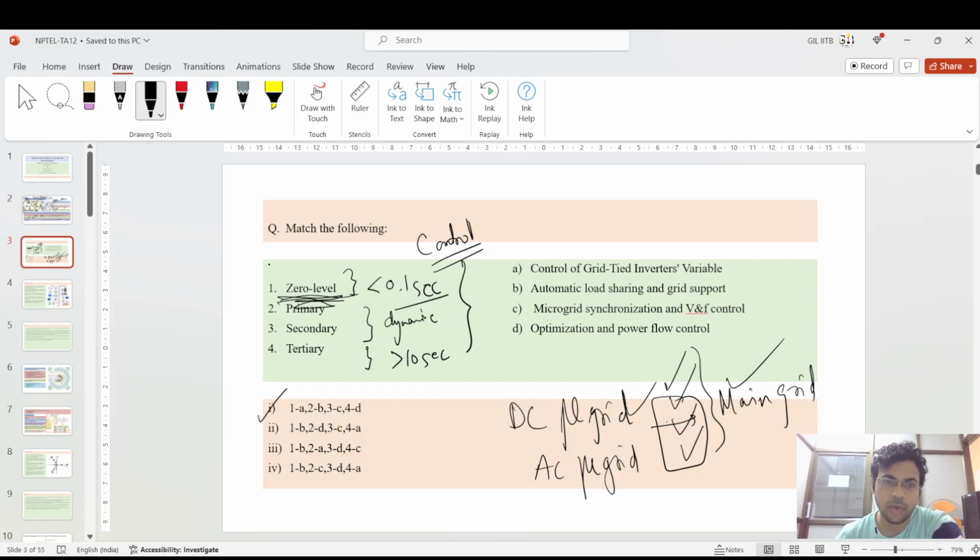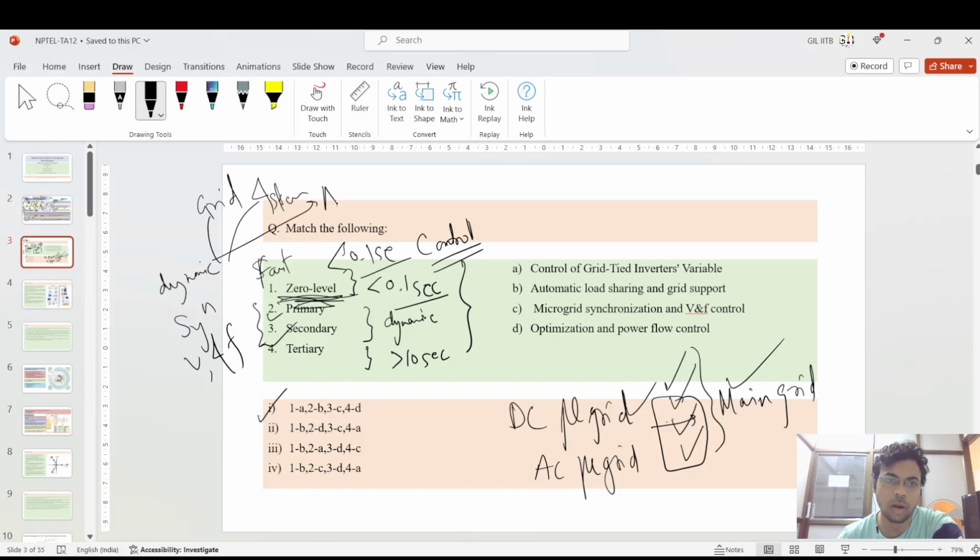Actually, this is the zero level response. When the tuning of these parameters happens, it is a very fast response. The time taken is less than 0.1 second, and the primary and secondary, when the synchronization happens and the voltage and frequency control happen, these are dynamic. Dynamic means you don't know when it can occur in the grid connected system, when it goes into an islanded situation, when it operates in the autonomous fashion. So you need dynamic control in the primary and secondary control, but in the tertiary, for the optimization and power flow control, it is a very slow response. It takes greater than 10 seconds for the controlling.